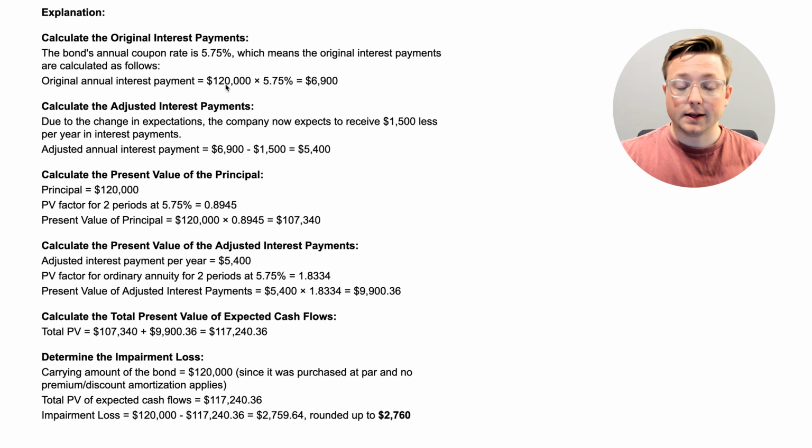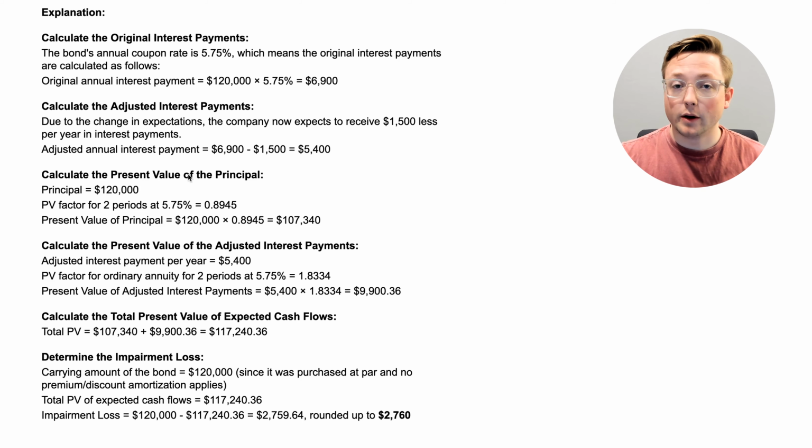So what you do is you take the purchase price of $120,000, multiply it by the 5.75% interest rate, and that gives you $6,900 of interest annually. Now it says that due to the change in expectations, they now expect to receive $1,500 less than that for the remaining interest payments. So $6,900 less $1,500 is $5,400. So this is how much they're expecting to get each interest payment from now on. And so we're going to use that in a little bit.